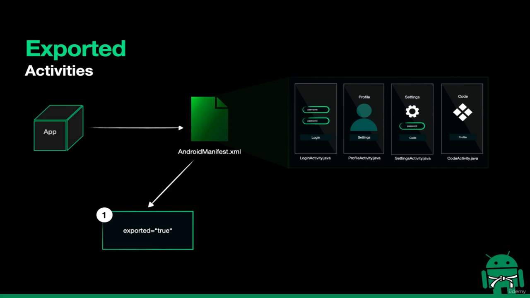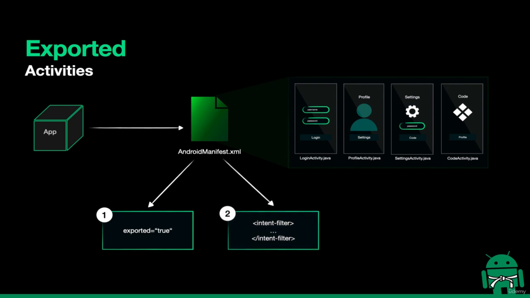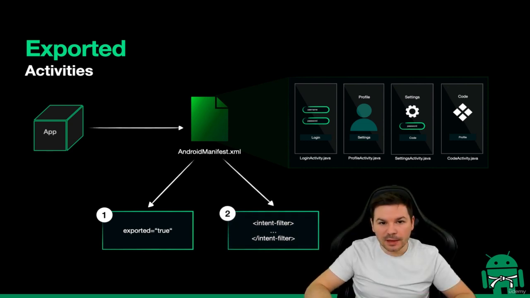All right. The other one is implicit exported, and we have already seen this. Implicit exported simply means everything that has an intent filter is automatically being exported to true. This might not be that obvious right now, but that's the case. So if we know this, then we are good to go. These are the only things we need to look for if we want to know if an activity or another component has been set exported to true or not.